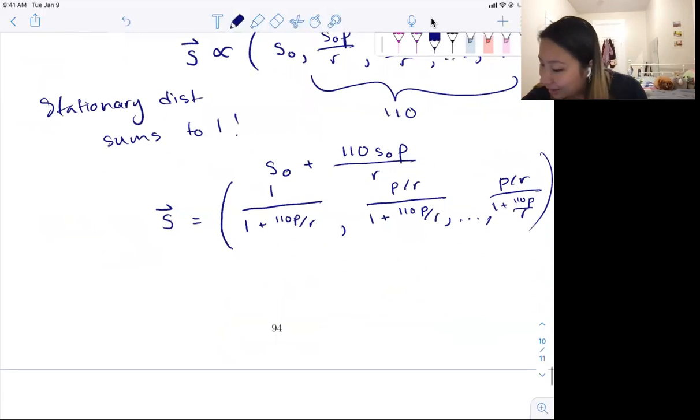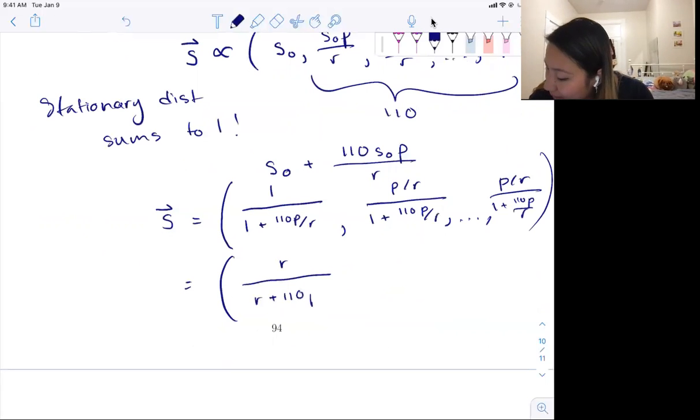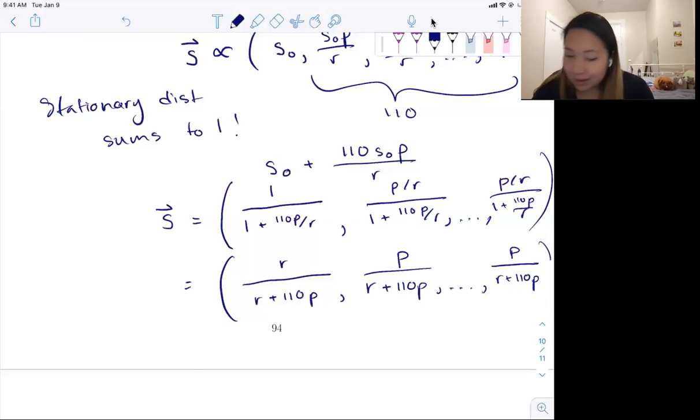So let's multiply everything by R. Then we have, on the top and bottom of every fraction, this is equal to R over R plus 110 P, comma, P over R plus 110 P, dot, dot, dot, P over R plus 110 P.